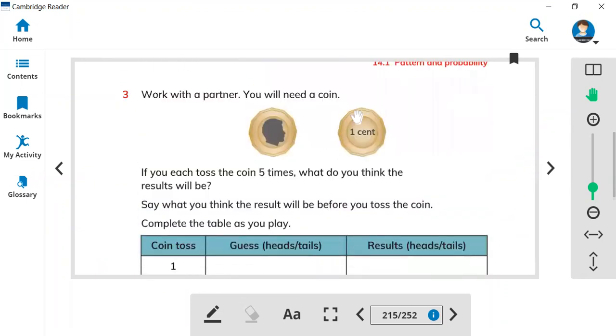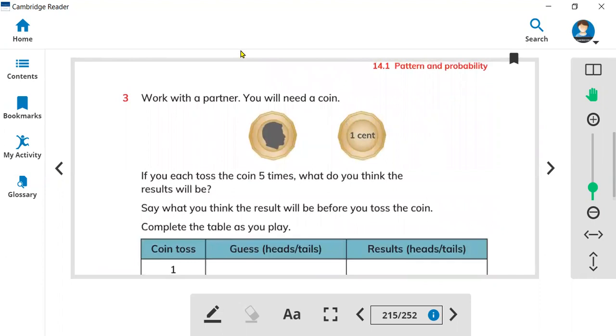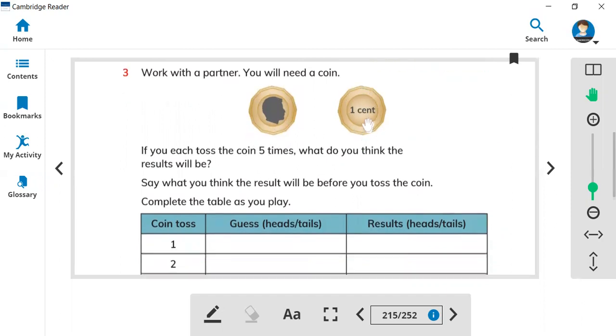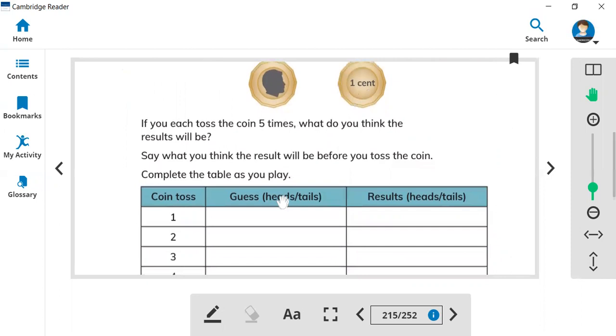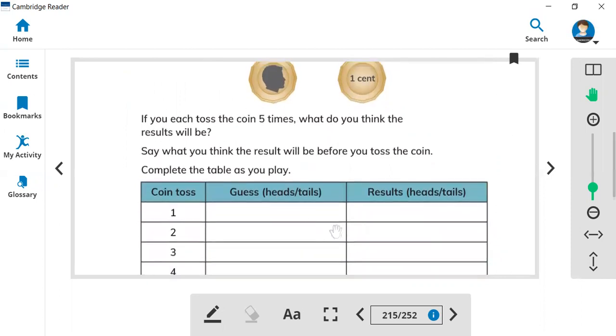Okay, so here is part three. Guys, work with a partner. You will need a coin. You can choose the coin from Saudi Arabia, right? The riyal, okay. So you can choose this side. This side we call head, and this side we call tail, okay. Or you can name this one tail or this one head. You can name them. So choose this one as the tail and this one as the head.